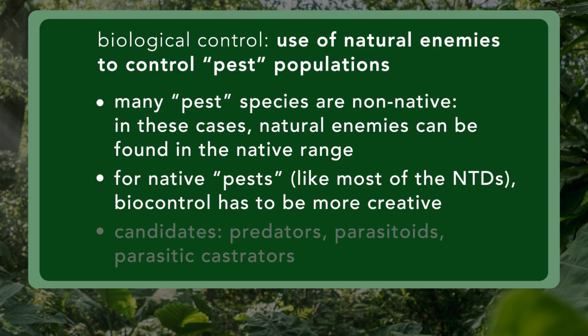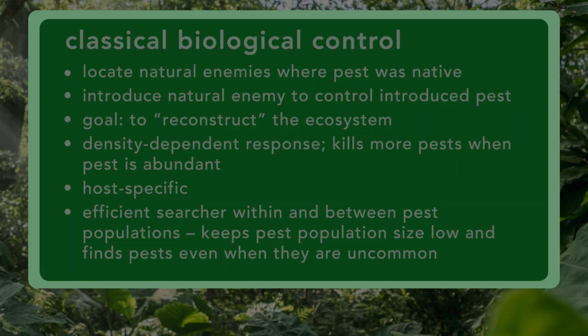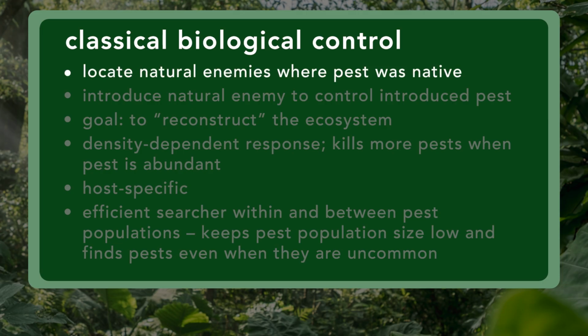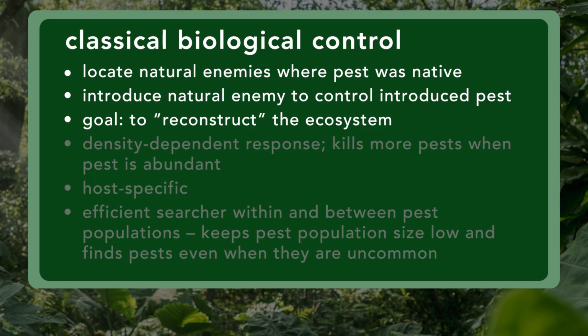When thinking about biological control, we often consider parasitoids and parasitic castrators because parasitoids kill their host and parasitic castrators castrate the host, reducing fitness to zero. We aim to reduce the fitness of the host to zero, and so parasitoids and parasitic castrators can do that. That's why they're often selected. So in classic biological control, we locate natural enemies where the pest was native and introduce that natural enemy to control the introduced pest. The goal is to reconstruct the ecosystem and all the controls that would be on that species in its native range.